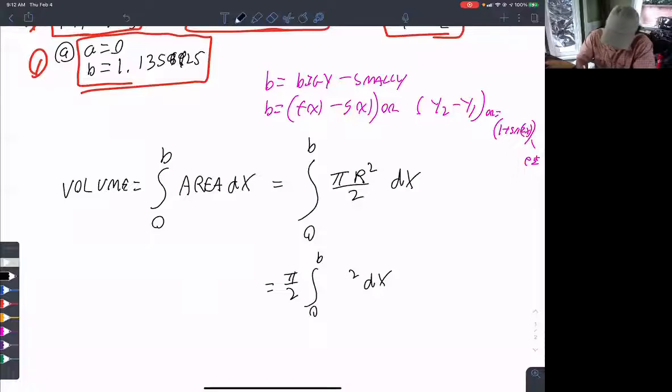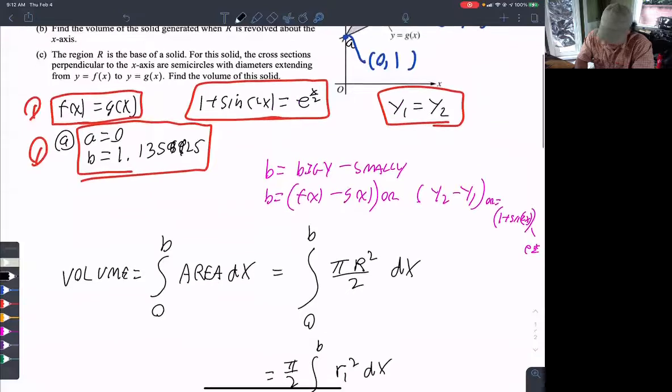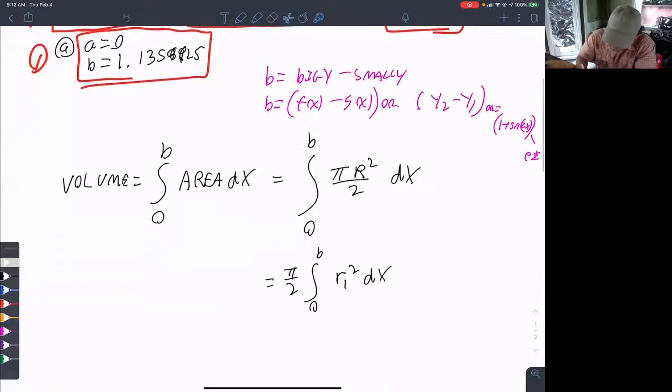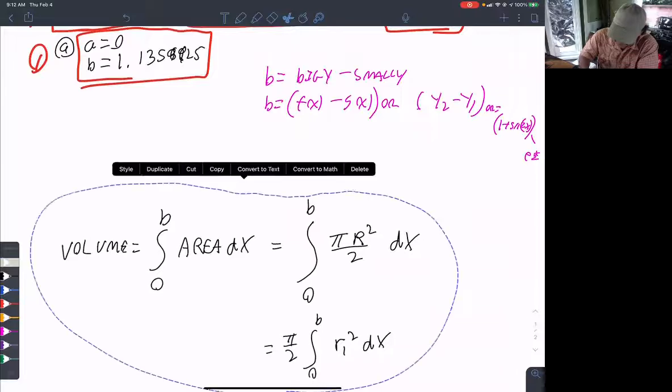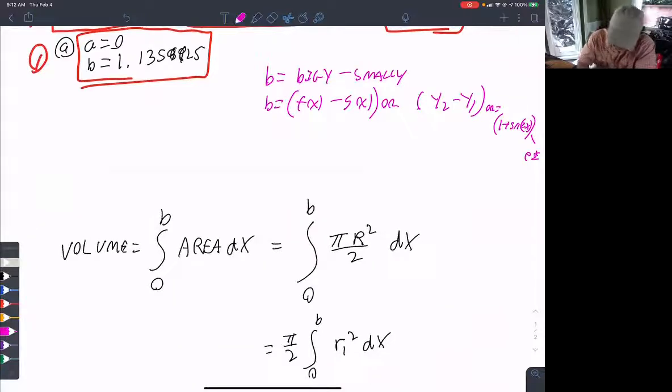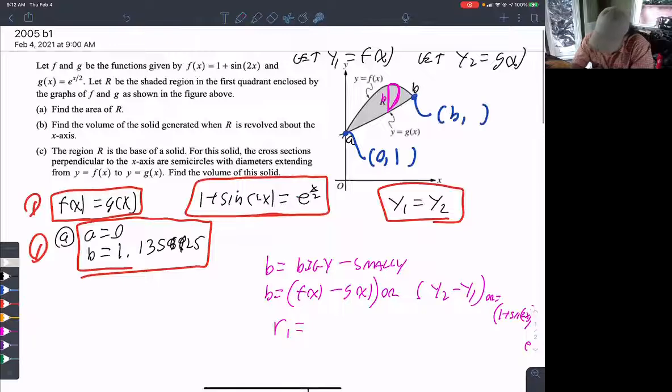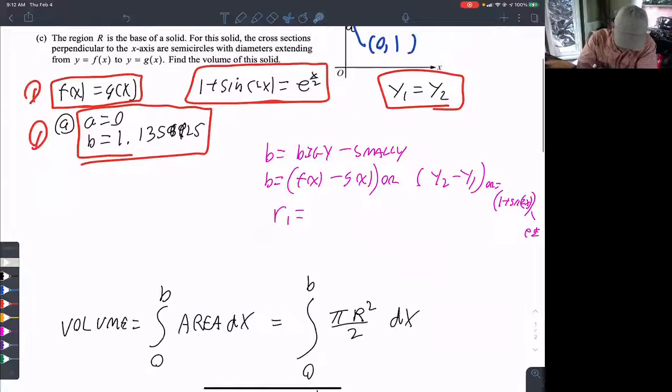So just be careful about variables and things. What is r1? Now, I'm going to lower all this stuff. So what is my r1? If you look at this picture, this base is not the radius. That is not the radius. The radius is half this base. The radius is the base divided by 2.